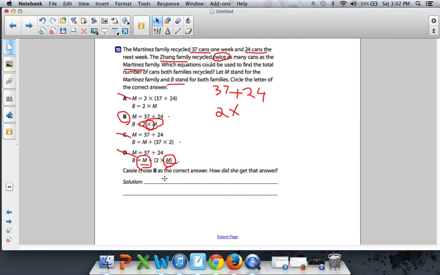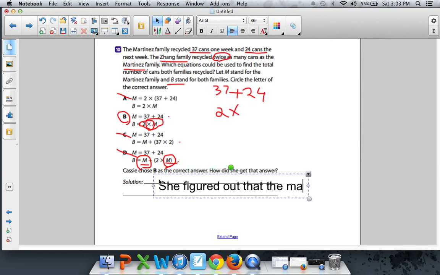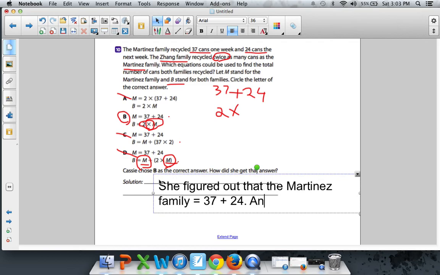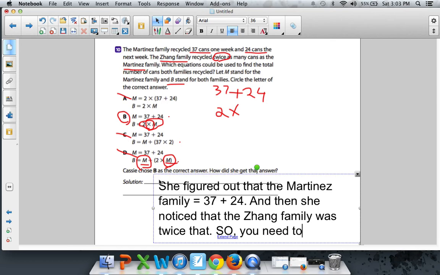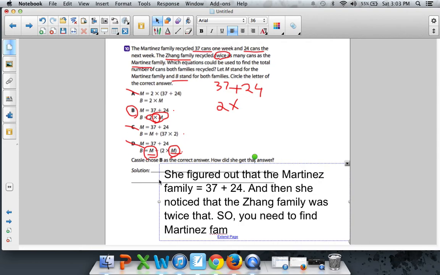Cassie chose B as the correct answer. How did she get that answer? Well, I think she's right. So she probably got it the same way we got it. She figured out that, I should capitalize that, Martinez family equaled 37 plus 24, and then she noticed that the Zhang, I should capitalize that too, the Zhang family was twice that. So you need to find Martinez family. Oh wait, I got this wrong.